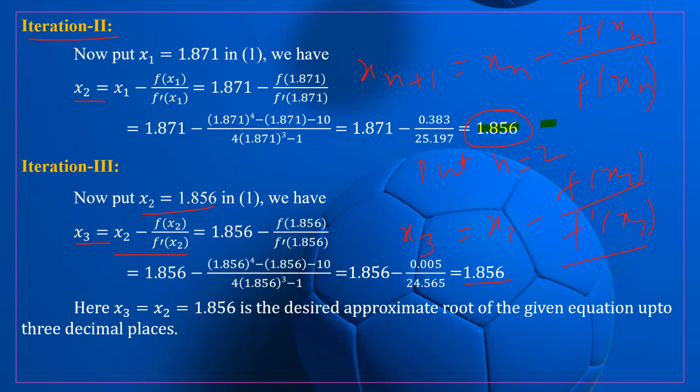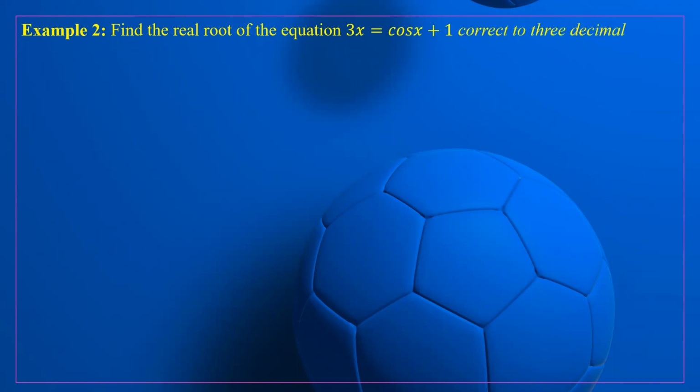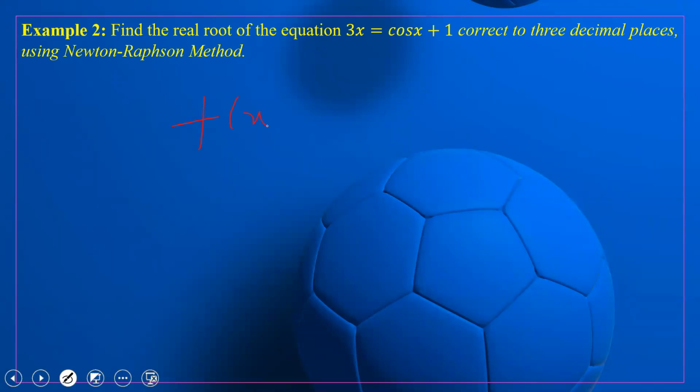Now let us take an example of the transcendental equation. Find the real root of the equation 3x is equal to cos x plus 1, correct to 3 decimal places. In the same manner, what is our f(x)? f(x) is equal to 3x minus cos x minus 1. We will move the terms to this side. So this is our f(x).